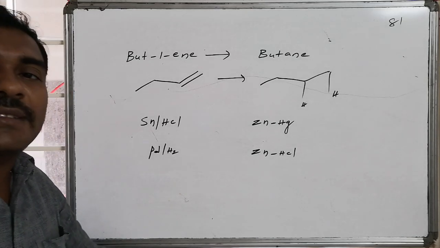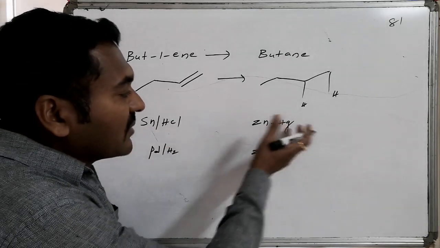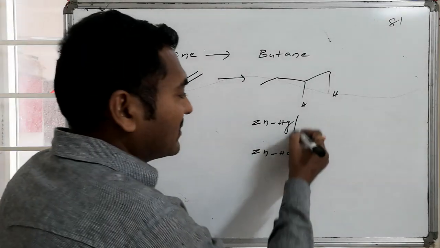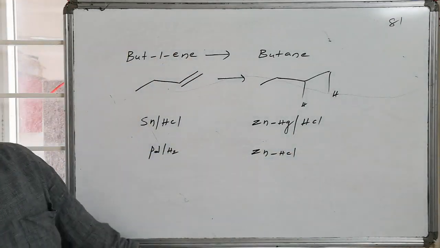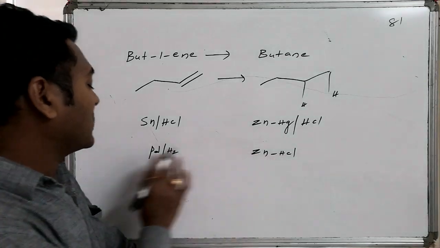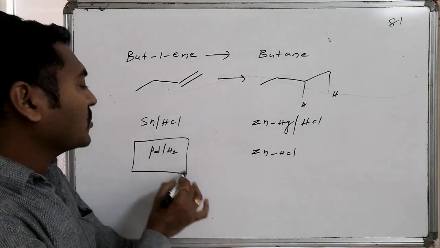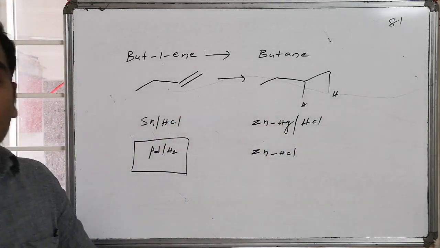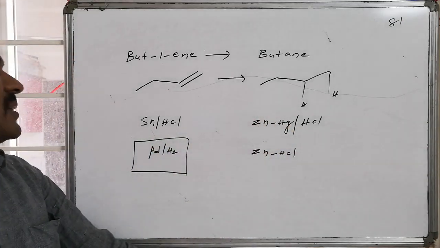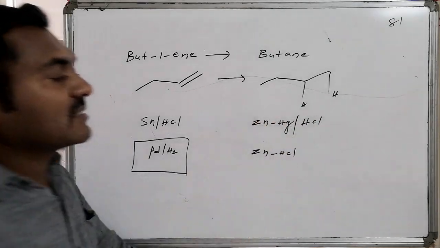The list of reagents provided for us are Sn followed by HCl, zinc followed by Hg, ZnHg followed by HCl, zinc followed by HCl, palladium followed by hydrogen. Except for the last, all of these are huge sources of hydrogen. In a short time, an excess quantity of hydrogen is going to be liberated with Sn followed by HCl, zinc followed by HCl, ZnHg followed by HCl.